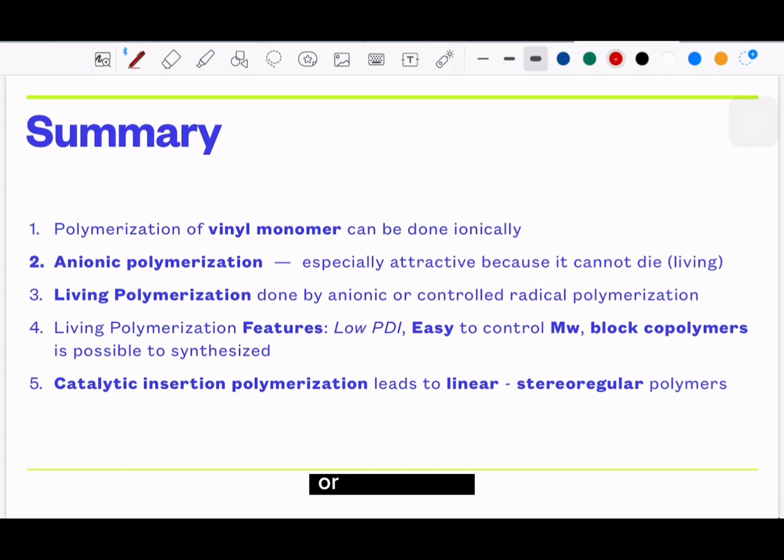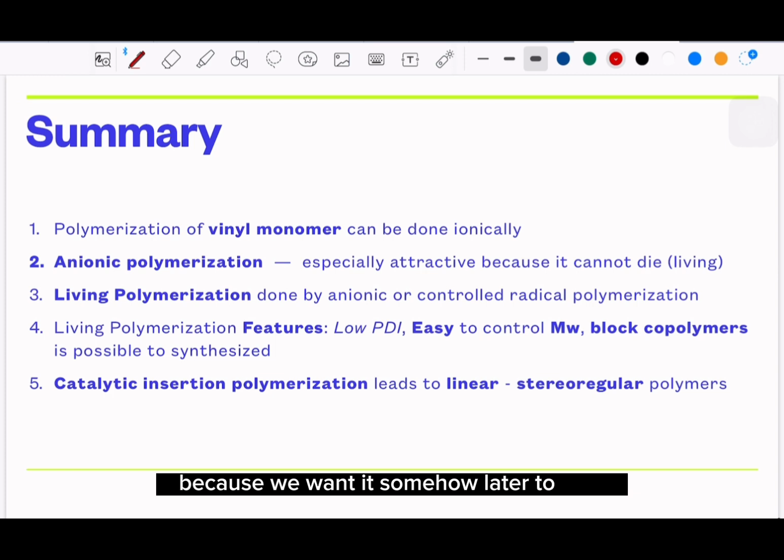Activate. For both cases, in terms of thermodynamics, we need to suppress the reactions to the deactivations, right? Because we want it somehow to stop later. Well, it's not really stopping, but maybe stopping temporarily for the living polymerization. And then some features for this living polymerization is low PDI, polydispersity index.